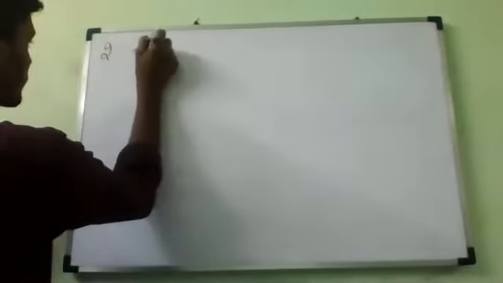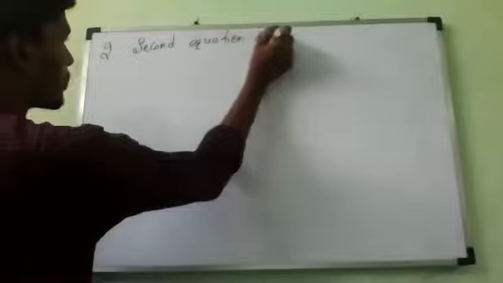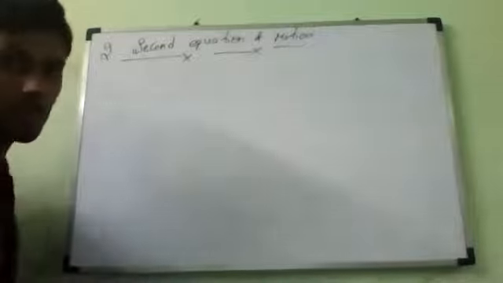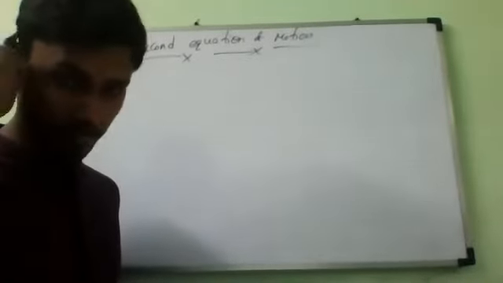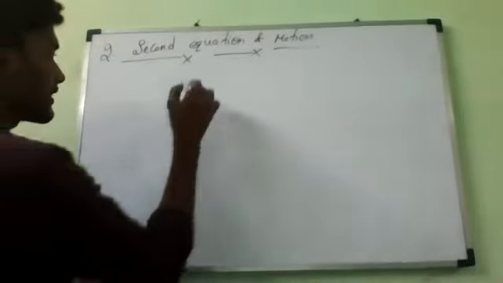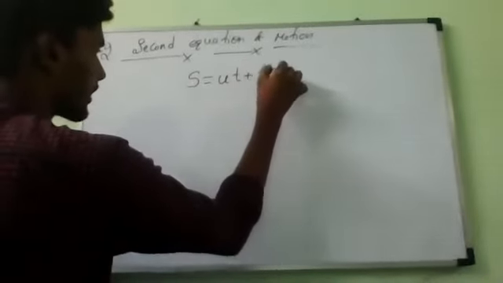Second equation of motion, Roman numeral 2. So what is the second equation? Read and tell me. What is the second equation? S equals UT plus 1 by 2 AT square. Now, the second equation is, observe, S equals UT plus half AT square. Is it yes or no?